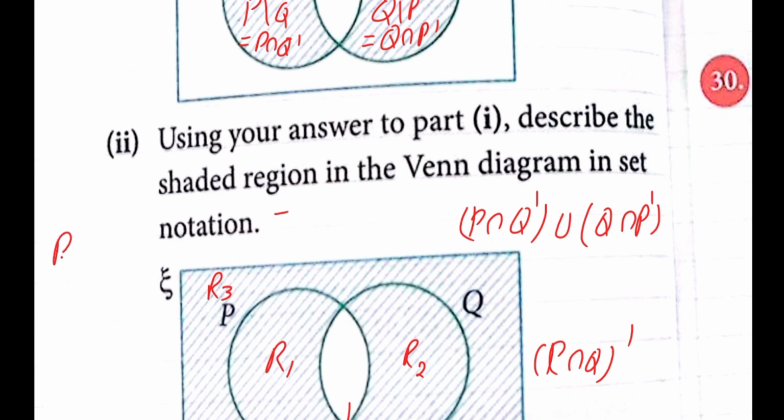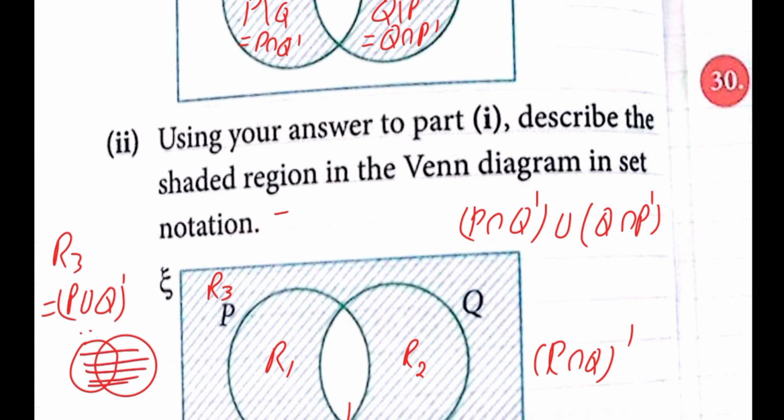R3 is actually P union Q complement. Because in case of union, we shade both of the circles. This represents P union Q, but its complement lies outside this region. So this outside area inside the rectangle represents the complement of P union Q. So the final answer of the second part is the complement of P union Q.